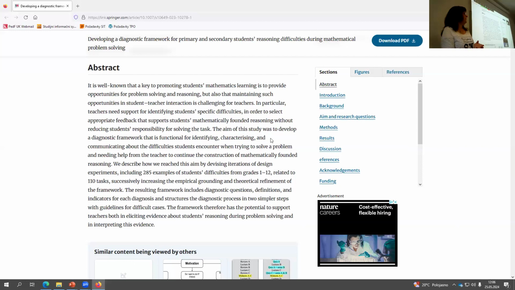Right, so if you look at the abstract, even if you don't read it, it starts with some claim. Then we have the aim of the study, including the participants. These are not participants as such, but participants are examples of difficulties. So the numbers of participants are already in the abstract.